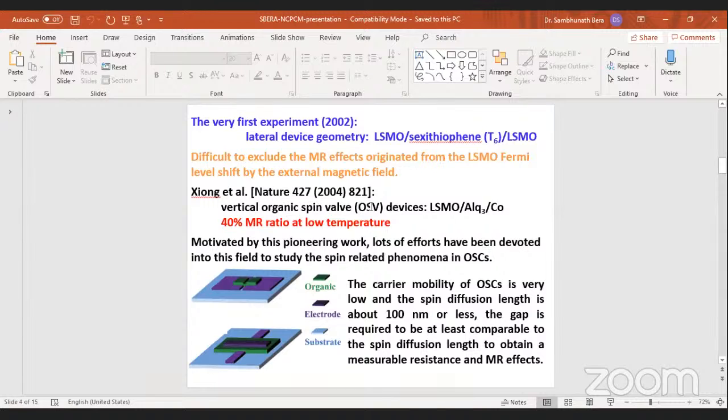An organic spin valve consists of two ferromagnetic layers sandwiched by an organic spacer layer. This organic spacer layer should be less than the diffusion length of the organic semiconductor, about 100 nanometers or less. Making a horizontal device with two ferromagnetic layers and less than 100 nanometers of organic spacer layer in between is very difficult, so people are mainly working on the vertical structure. You deposit the first ferromagnetic layer, then the organic spacer layer on top of it. It's called a vertical organic spin valve.